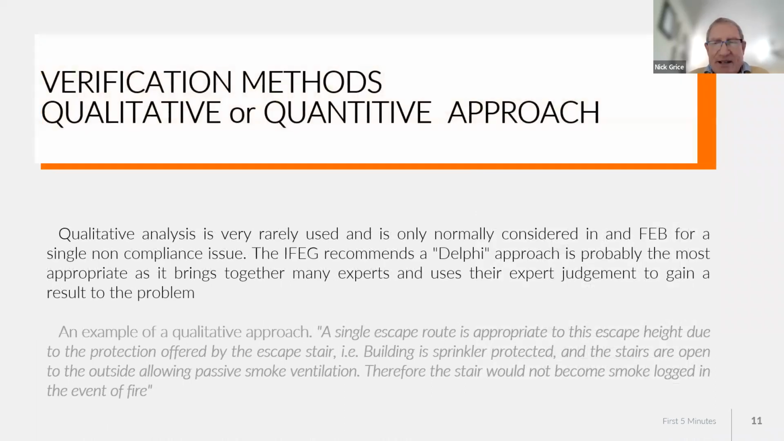So you've got a quantitative analysis, which is very rarely used because it's probably the most appropriate. It brings together many experts and their expert judgment to gain a result to the problem. So an example of that is a single escape route, which is appropriate to the escape height due to the protection offered by the escape stair. So the building is sprinkler protected, the stairs are open and the outside, allowing passive smoke ventilation. Therefore, the stair would not become smoke lodged in the event of a fire. I told you it gets a bit confusing.